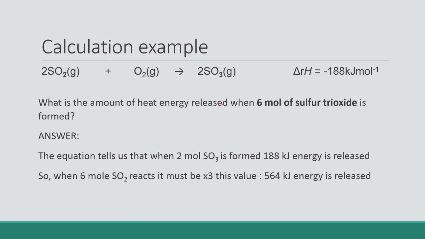In the next question, we're going to look at the products. What happens when 6 moles of sulfur trioxide is formed? So sulfur trioxide is over here. The equation tells us how much energy is released when 2 moles of sulfur trioxide is formed. To get from 2 moles to 6 moles, we have to times by 3. So if we times 188 by 3, we get 564 kilojoules of energy released.